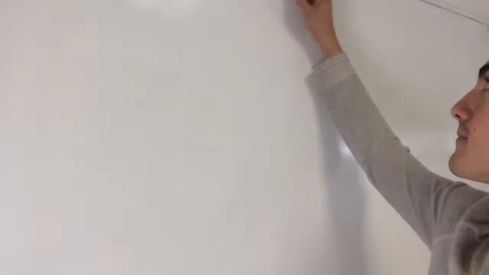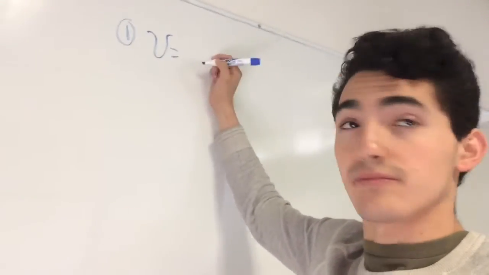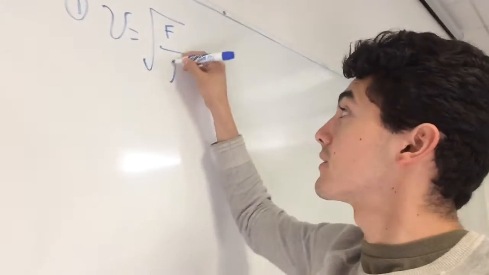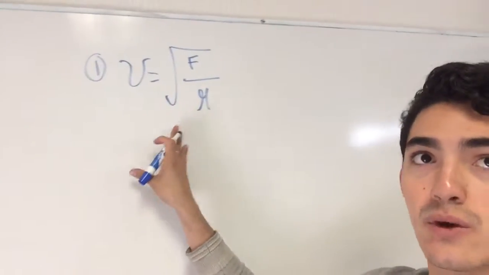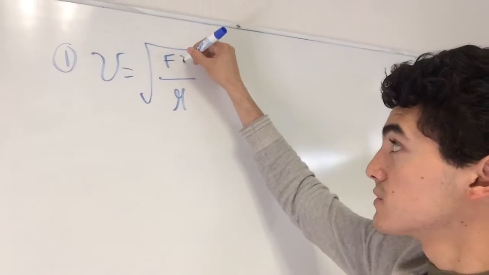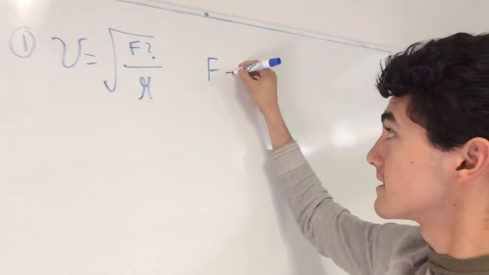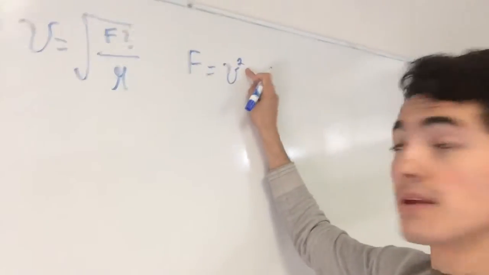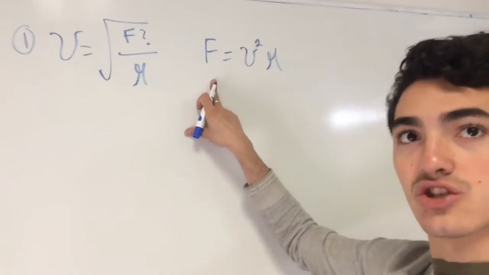For solving this problem, in the first part, we will have that the velocity is equal to the square root of the force over the linear density. Using this equation, we will have to obtain the tension, that is the force. So here we can isolate the force and obtain that the velocity squared times the linear density is equal to the force, that is the tension.